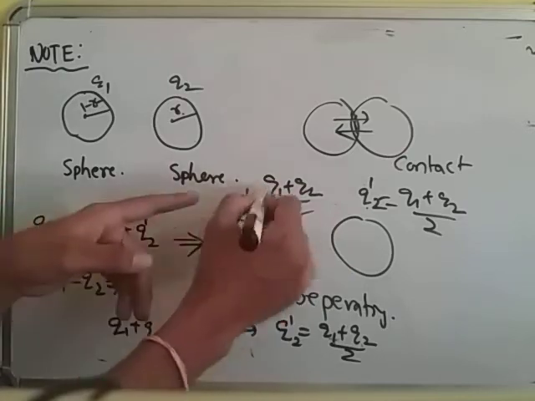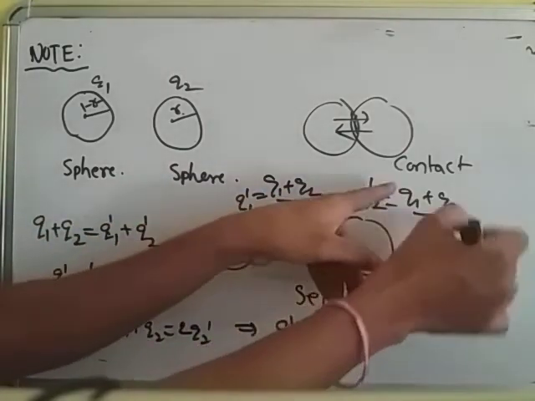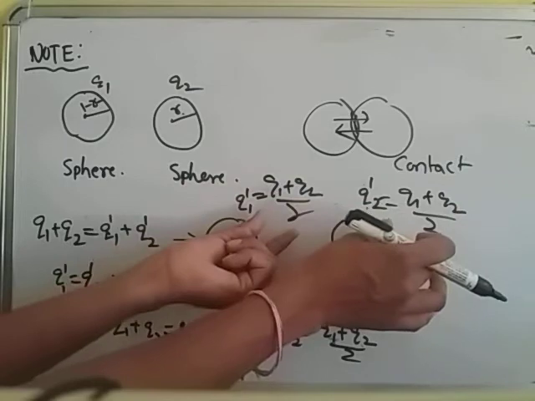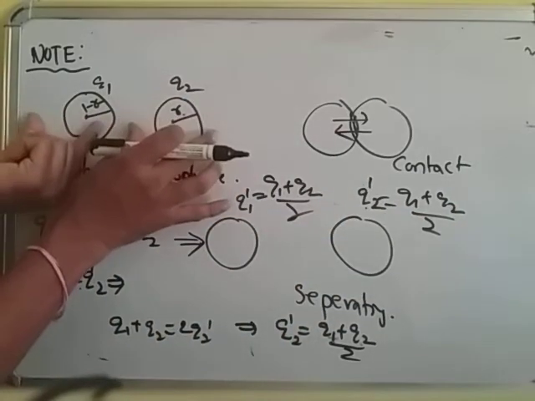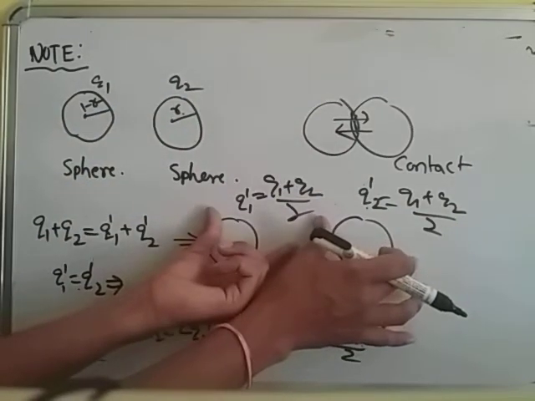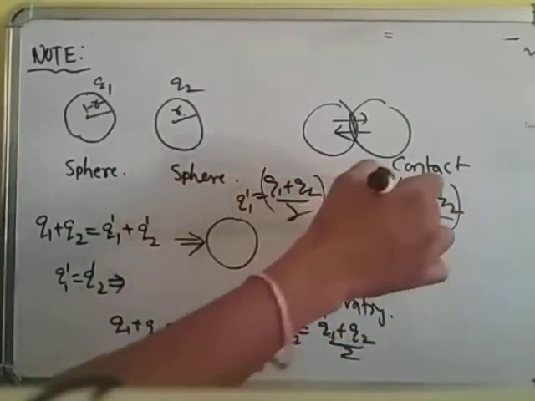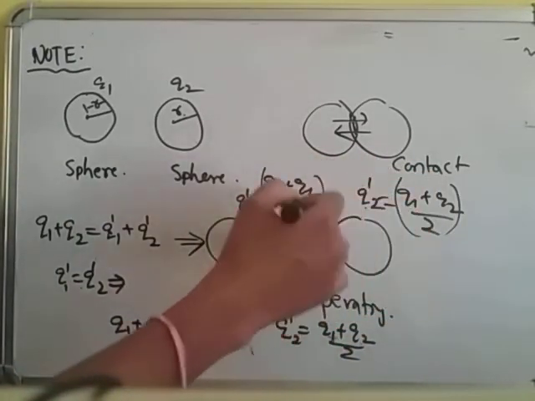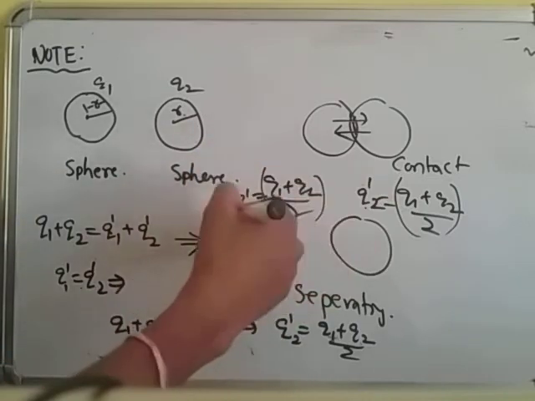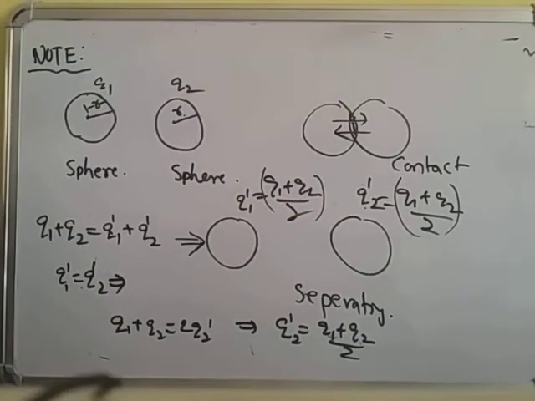The charge on this one is q1 plus q2 by 2, and on this one is q1 plus q2 by 2. If we add both, we get 2 into q1 plus q2 by 2. The 2 cancels, and we get q1 plus q2. Initially also it was q1 plus q2. That means the total charge remains constant before and after contact.